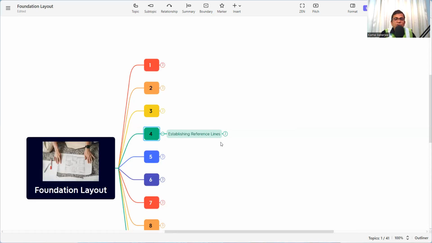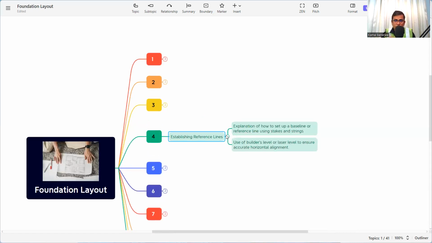The next thing is ensuring the reference line. Why do we need a reference line? Because the reference line is our main line, from which we lay out the foundation. In a project there may be one building, two, three, or multiple buildings or facilities. So the reference point should be the coordinate point, the coordinate line, the x-axis and the y-axis, or northing and easting, whatever it may be. First you need to find out where the reference point is. Then use the builder's level or laser level to ensure accurate horizontal alignment. So first you need to find out the reference line. That reference line can be established with the total station, and it can be easily done.